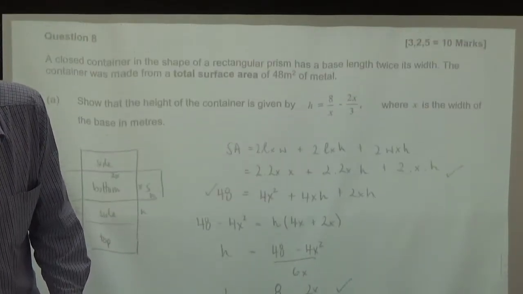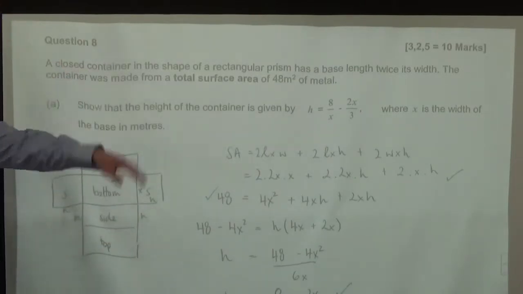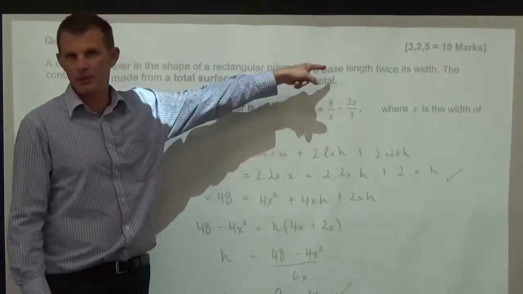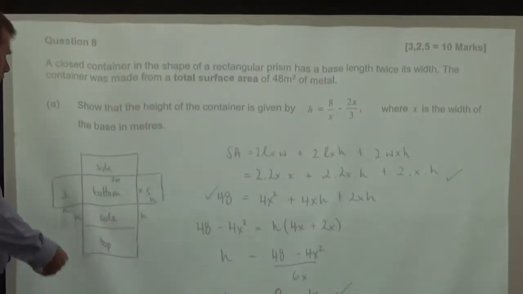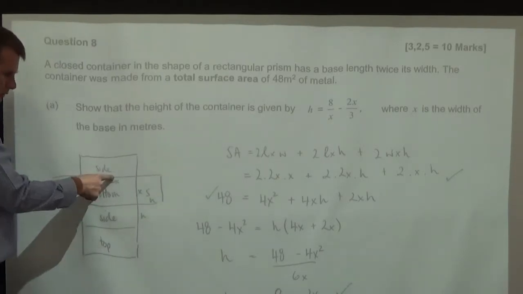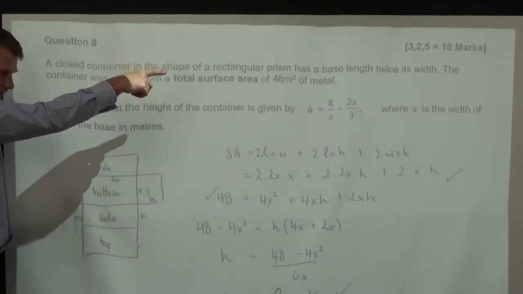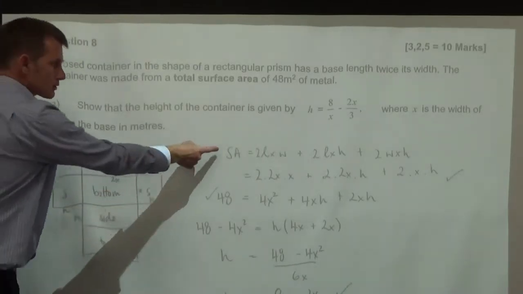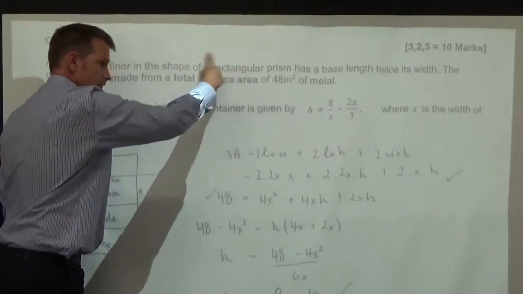Question number 8, last one here. This was a good question, a lot of number crunching going on here. Total surface area of metal that we're using, a bit of information there about the length and width. Draw yourself a diagram. Diagram, easiest way to see what's going on. 2x and x, that's the double thing. H here is the height, that's going to fold up to make my box. Surface area, because that's what I was given here.